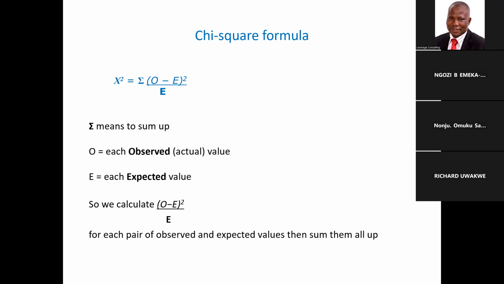So that's what we do. Observed minus expected, squared, over expected for each of them. We sum it up. That's chi-square. And this is very simple. And let's move forward.